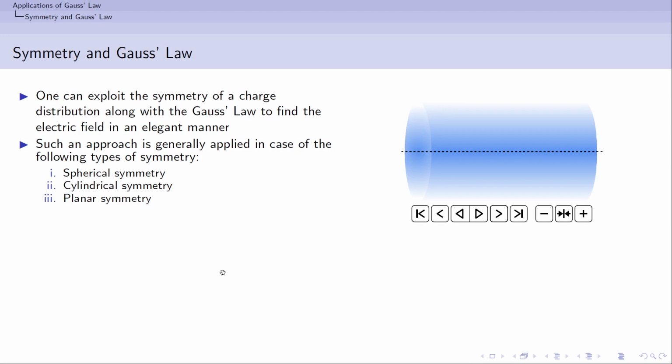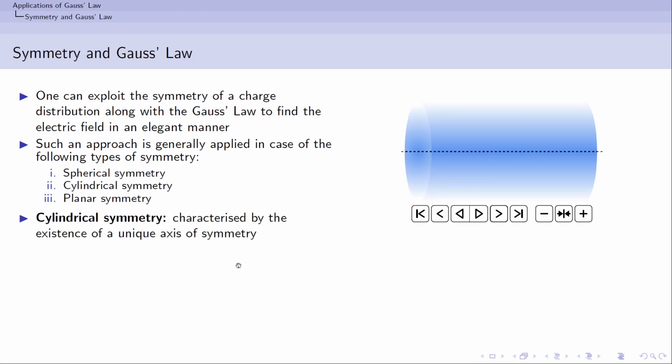Then we come to cylindrical symmetry. So cylindrical symmetry, how do we characterize it? We can characterize it by the existence of a unique axis of symmetry. So it has got a single axis of symmetry. That axis of symmetry characterizes a distribution with cylindrical symmetry. So let's say I have a single line over which charge is distributed, that becomes a cylindrical symmetry.